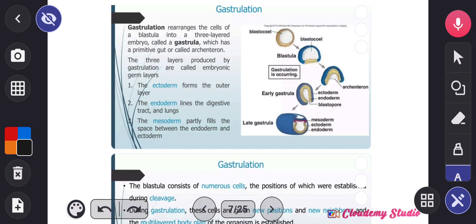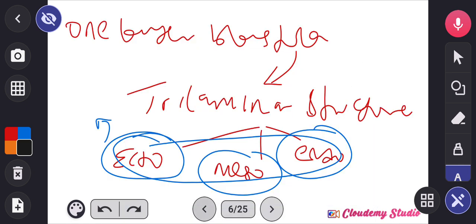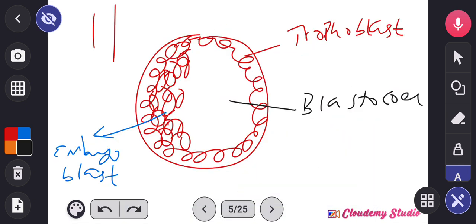So now, like I have mentioned, gastrulation is the formation of germ layers, and gastrulation occurs due to a series of rearrangements that convert a single layer to a trilaminar structure called the gastrula. And this gastrula also has its own peculiar structures. For example, the peculiar structures of a blastula are the trophoblast, embryoblast, and the blastocele.